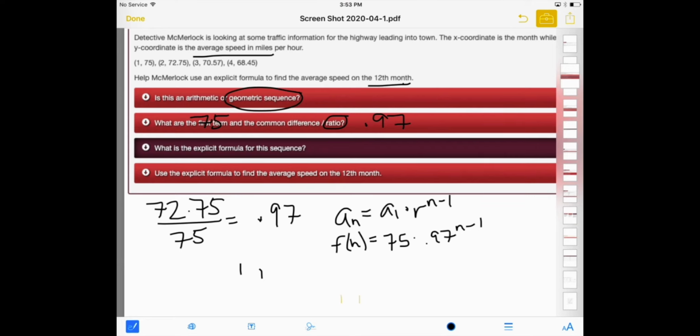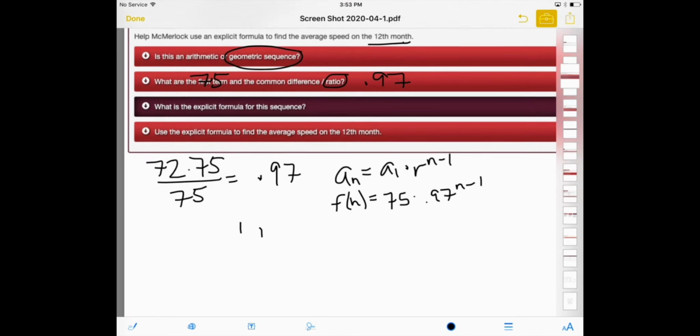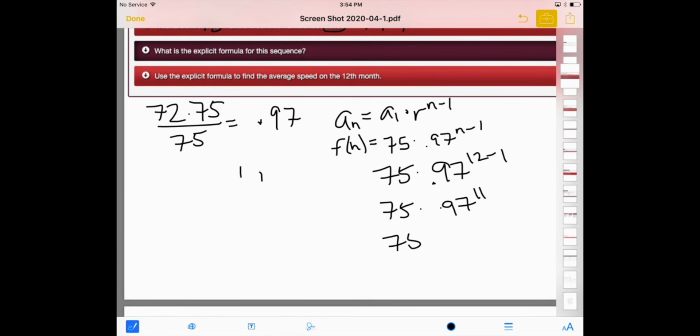Now it says use the explicit formula to find the average speed on the 12th month. So just like we've been doing, instead of n, I'm going to go ahead and plug in 12 because that's what we're looking for, the 12th month. And then you want to make sure, as always, that you follow your order of operations and you do your exponent first. So we want to do 0.97 to the power of 11 first, and then we're going to multiply it by 75. So when we do 0.97 to the power of 11, we end up with a pretty long decimal, but rounded, it's going to be approximately 0.72. Multiply that by 75, and for our final answer, we end up with 53.65 miles per hour as our average.